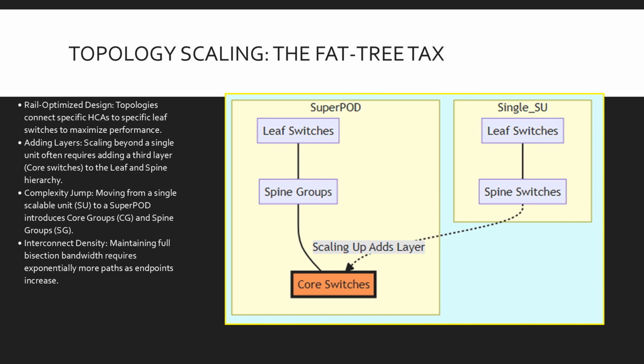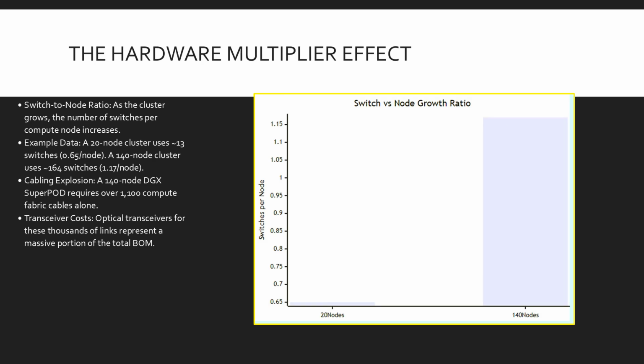Here we visualize the topological jump. On the left, a single SU requires only leaf and spine switches. On the right, scaling to a Super POD forces the insertion of core switches above the spine groups. This new top layer, highlighted in orange, represents the nonlinear jump in infrastructure required to interconnect the units without sacrificing bandwidth.